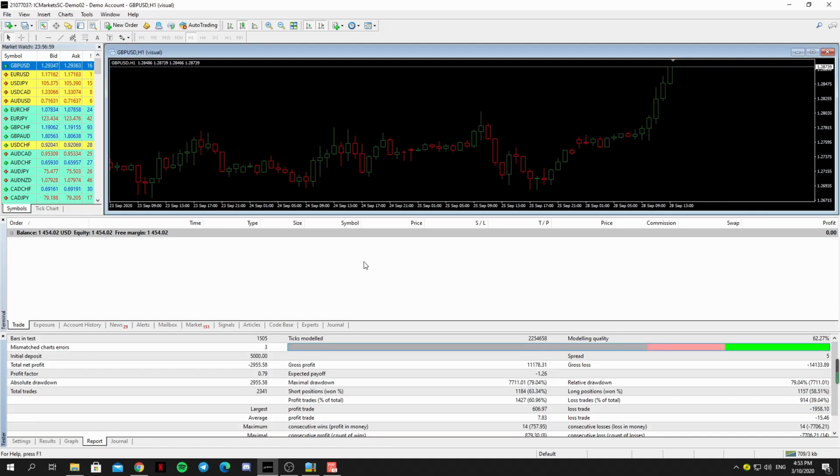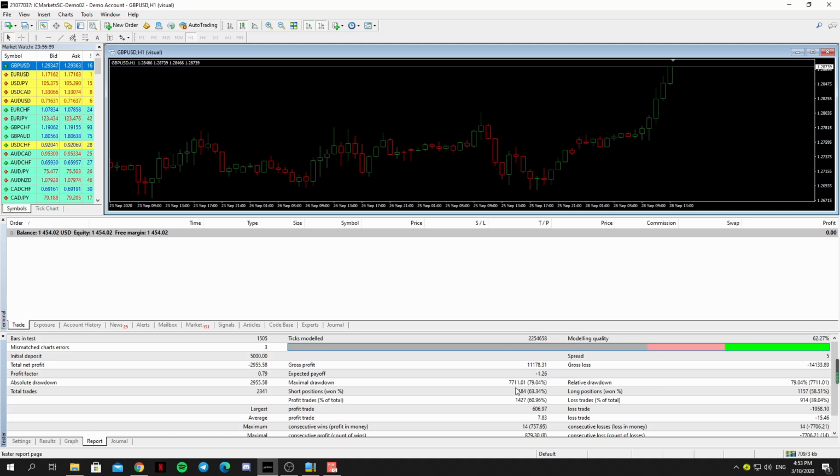Now, when we look at the reports, it actually says that your net profit is negative $2,955.58. So the maximum drawdown you can expect is actually $7,711.01, which means that if this $7,000 appears at your first trade, you will probably blow out your account of 5,000 USD.